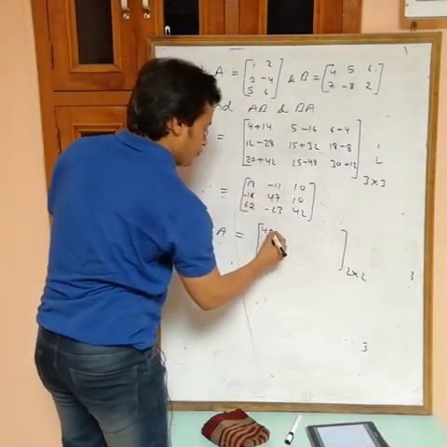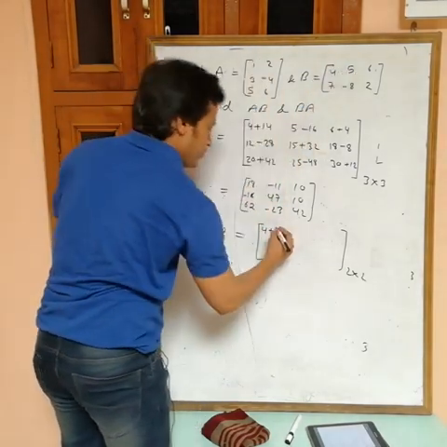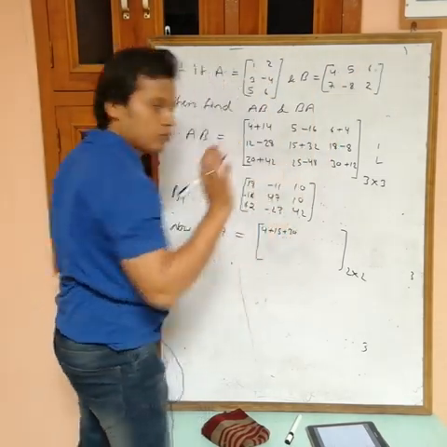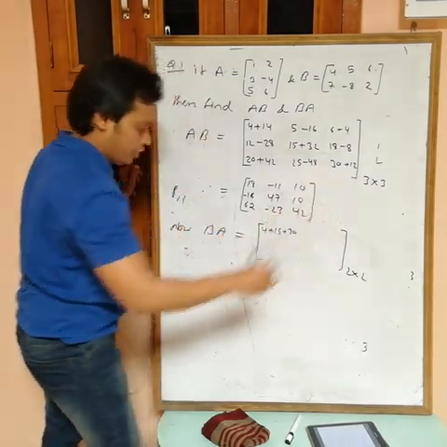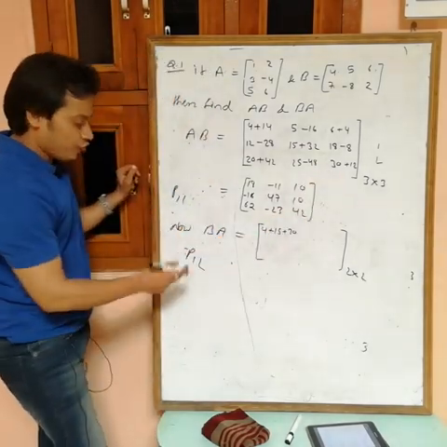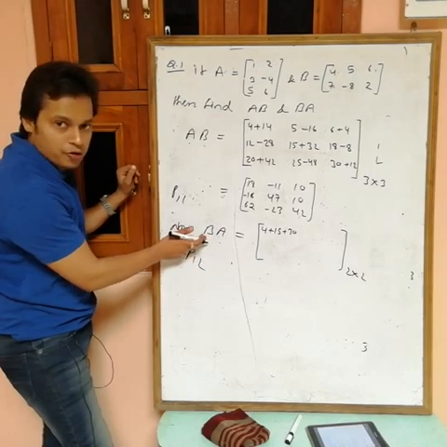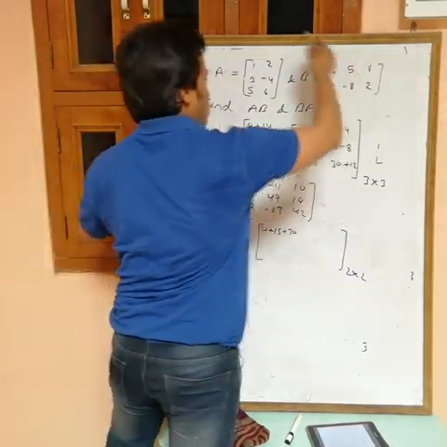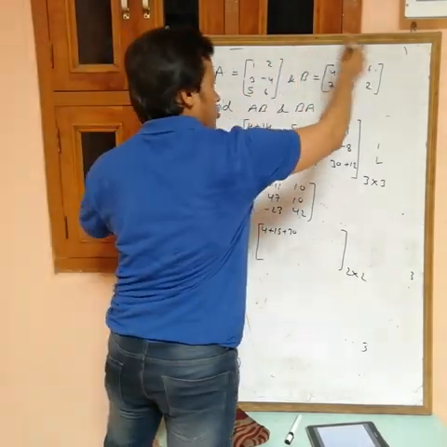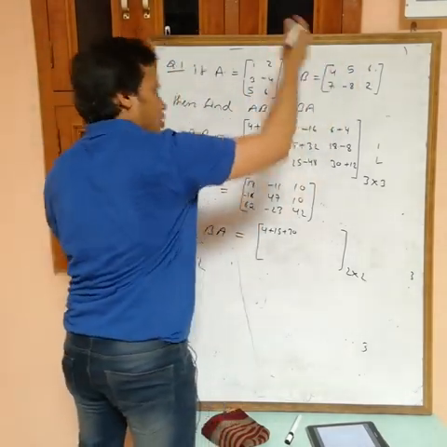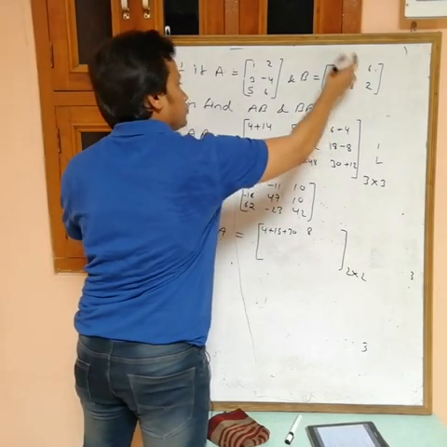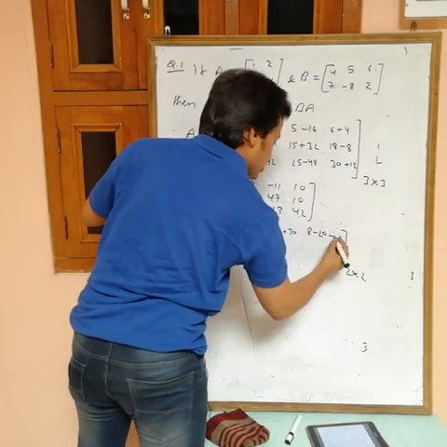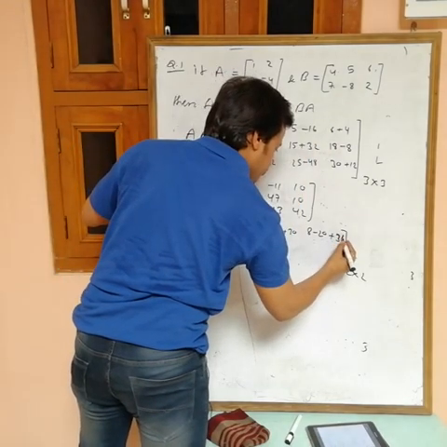So first row and first column. 4 plus 15 plus 30. Okay. Now P12. P12 means first row, second column, but the row from B and the column from A. So first row, second column. 8 minus 20 plus 36. Okay.